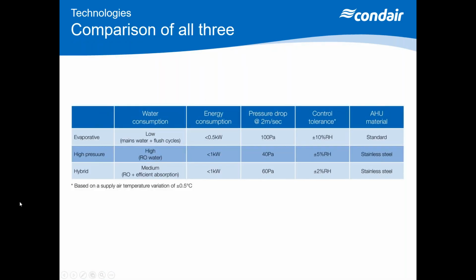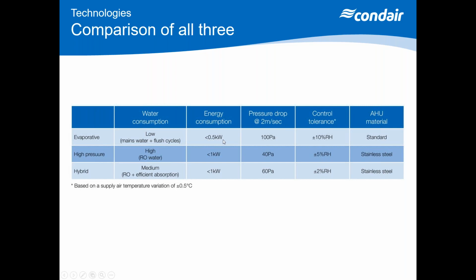So when we compare the three technologies, there are 5 things to consider. There's water consumption, energy consumption, pressure drop, control tolerance, and the air handling unit material. When we look at the first system, the evaporative system, that is a low water consumption. Typically, you're going to be using 1.1 to 1.2 times the amount of water that you're going to evaporate as a water consumption. So that's your main water on flush cycles.